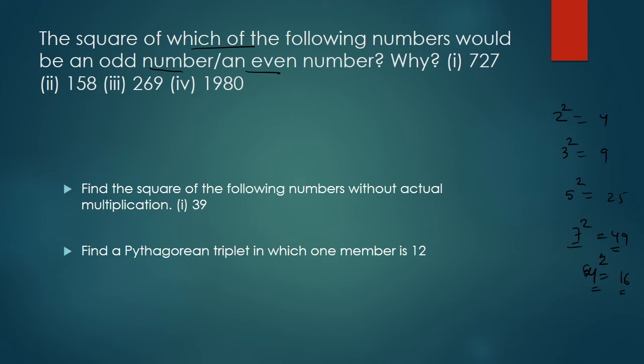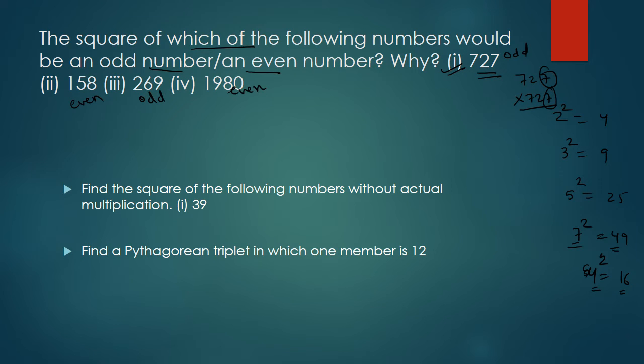So square of which number? You don't need to multiply 727 with 727 to answer this. It is 7 7s are 49. Odd will always give you an odd number. Odd number will give you odd. So this is odd, this is even, this is odd, and this is even.